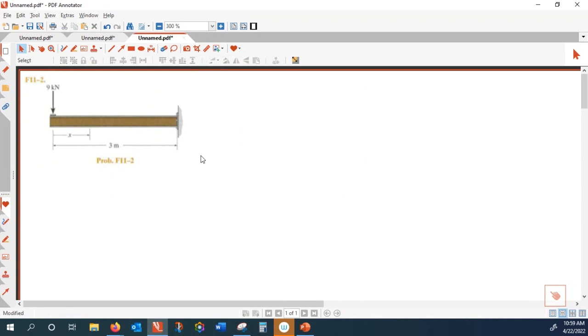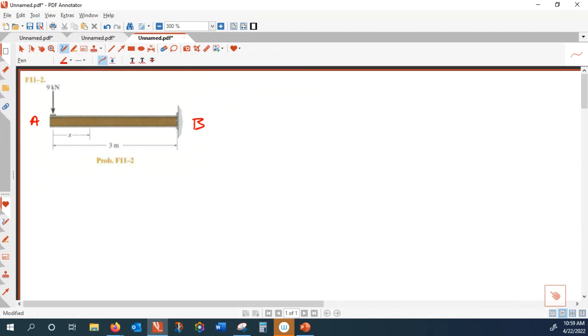All right, first thing first, we want to label this. And then I need someone telling me how many zones are here. One zone. And what would be the first step? The first step is to find the reactions.